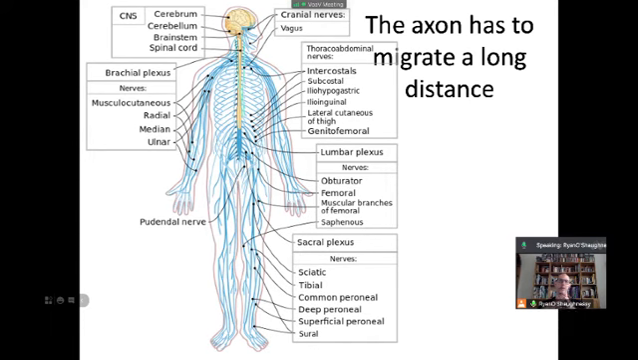And just to be aware, the axon has to migrate a very long distance. Typically, it has to migrate from the central nervous system to the furthest extremities of the body. So in some cases, that requires the axon to migrate in excess of 1 meter. And do be aware that that's a single cell that's doing that. So how can a single cell migrate that distance without bad things happening to it?